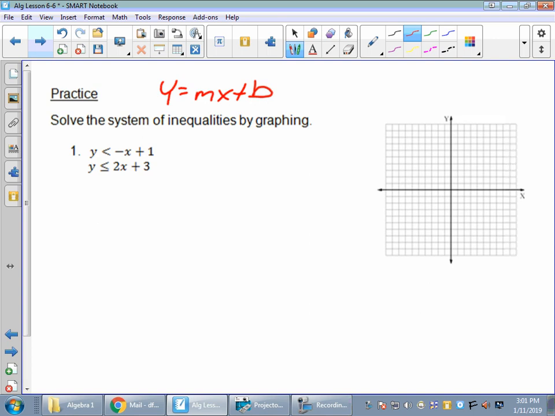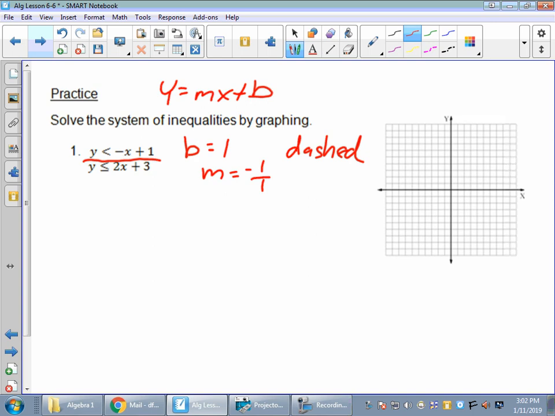Okay, with that already being there, we're all set to graph. The first thing I'm going to do is look for my first equation. I'm just going to draw a line between them to show that we're separating them. And what's my b value of the first one? Well, it's 1. That's my y-intercept. And then my slope is -1, or -1 over 1 if you'd like. And then what type of line is it going to be? Since it's just a less than symbol, it's going to be a dashed line.